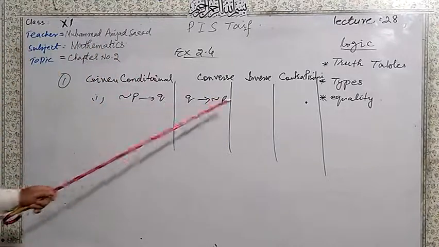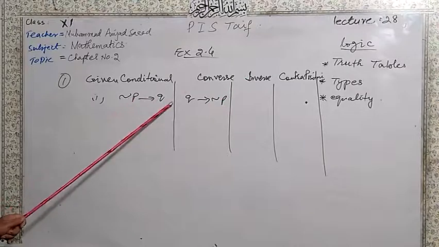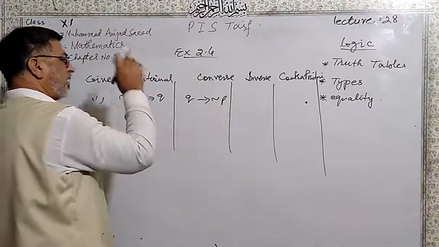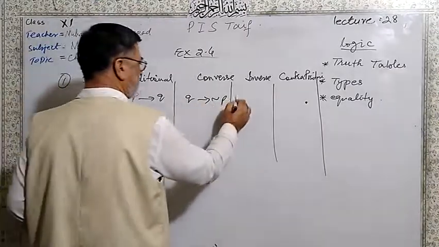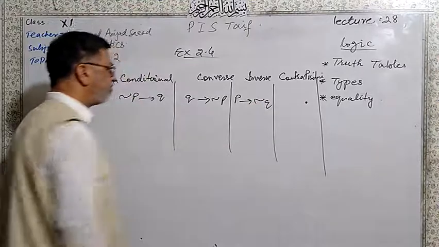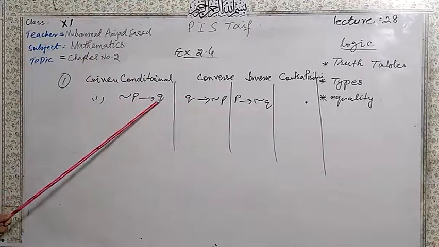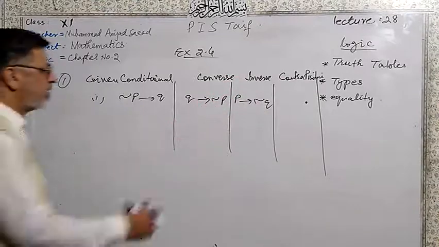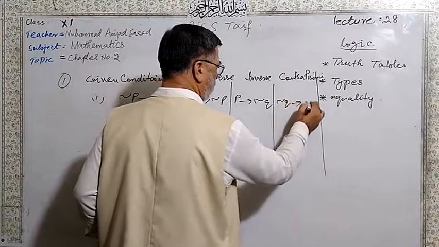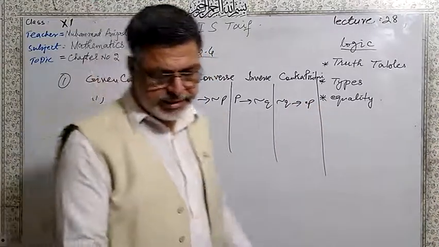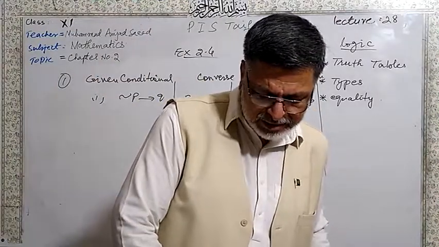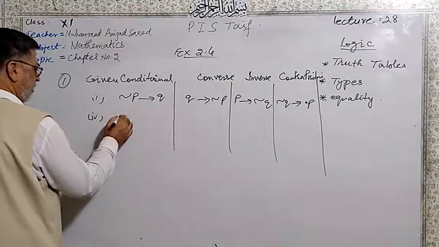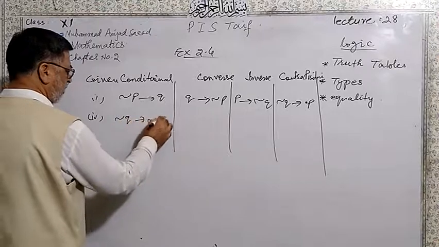Inverse says change: apply not on both sides. Not plus not is plus, just like minus minus plus. So the inverse is P to not Q. And contrapositive is the reverse of that, which is not Q to P. Similarly, we have part number 4, not Q to not P.